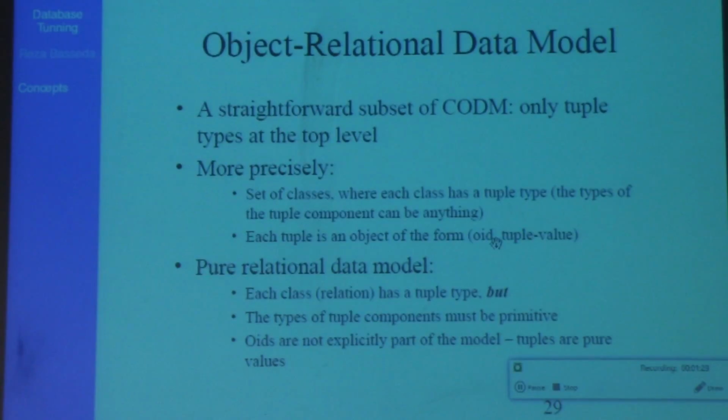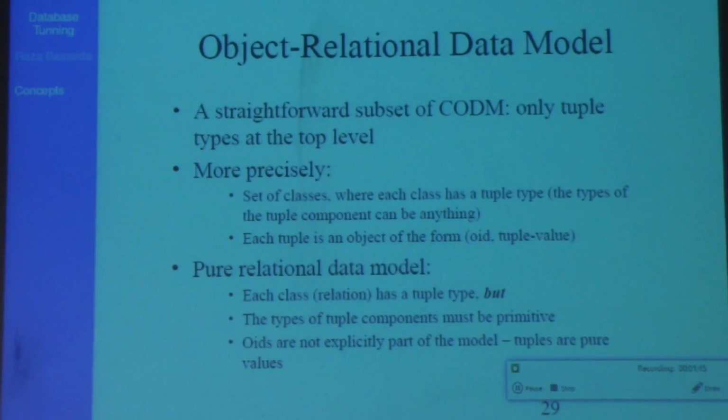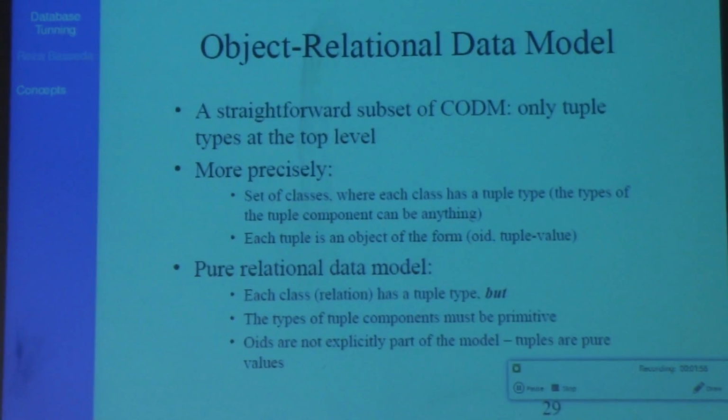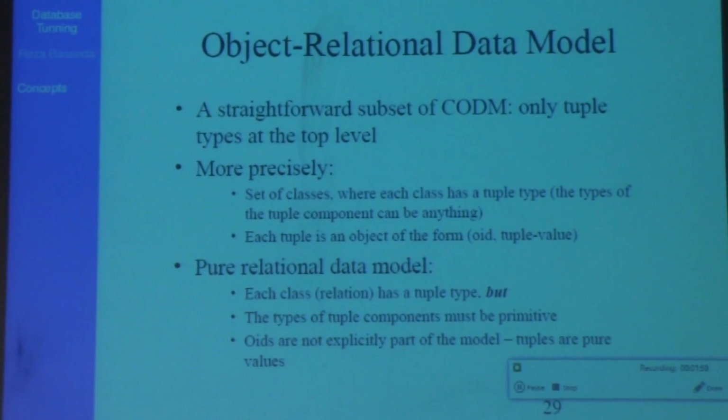Just a review from last Tuesday. What are the complex types? Sets, tuples, and also references. What are the primitive types? Integer, string, and so on, date. So you can have complex types in the object relational data model, but the first level is only tuples with object ID, and object IDs are just assigned to tuples. It means that a set cannot be an object, a single object.